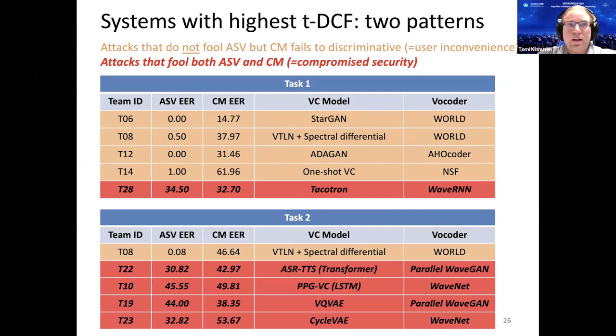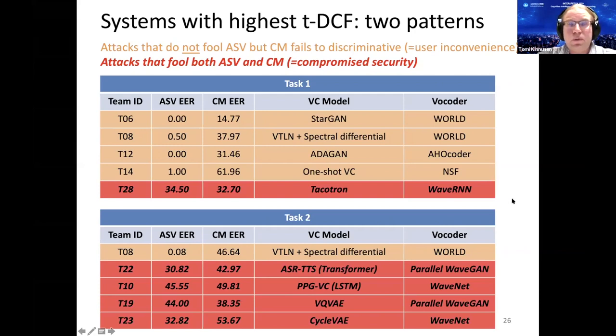So we basically identified two different patterns. One pattern happens when the automatic speaker verification system is basically not fooled at all by the voice conversion. So the ASV system rejects the voice conversion, but it is combined with, let's say, a low performing spoofing countermeasure. This means that because the attack wouldn't have any impact on the ASV, we shouldn't be trying to reject it, because then the spoofing countermeasure will lead to genuine user rejections.